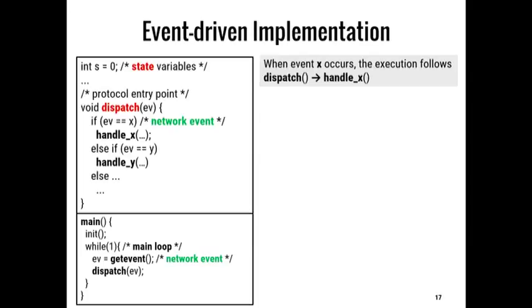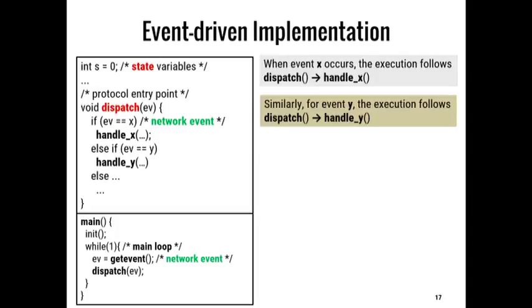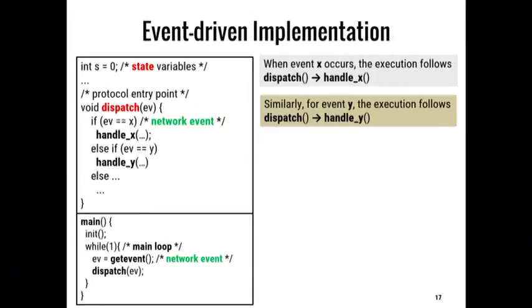For example, when event X occurs, the execution flows from dispatch to handler X. Similarly, for event Y, execution follows the dispatch function and then calls handle Y. Typically, this kind of implementation also maintains some state variables. In this example, the state variable is S.